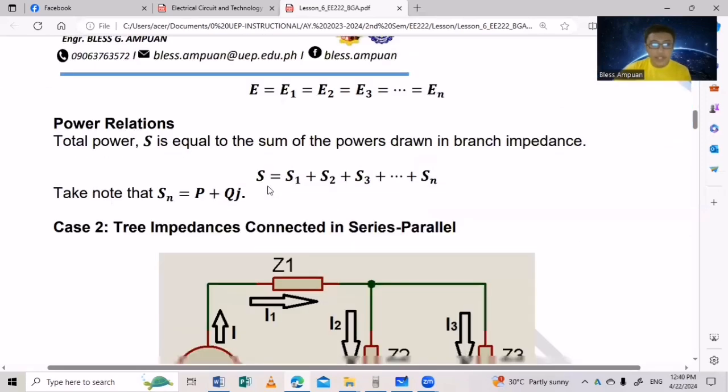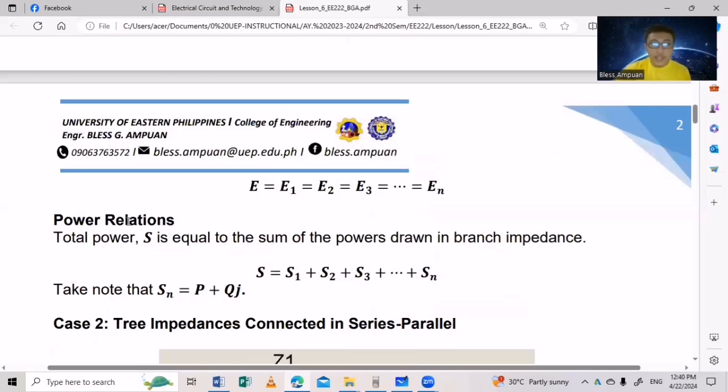And now, in terms of the power relation, of course, it is the apparent power. The apparent power is still equal to P plus jQ. So it is also positive or negative, depending on whether it is capacitive or inductive.